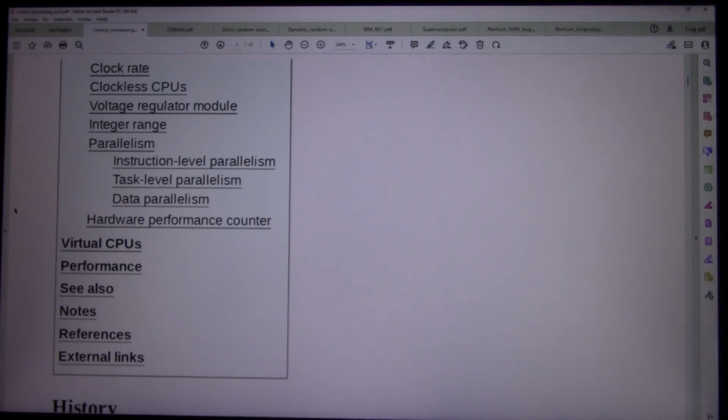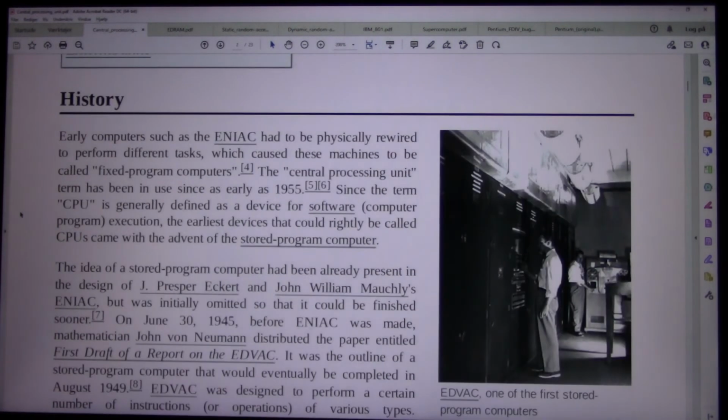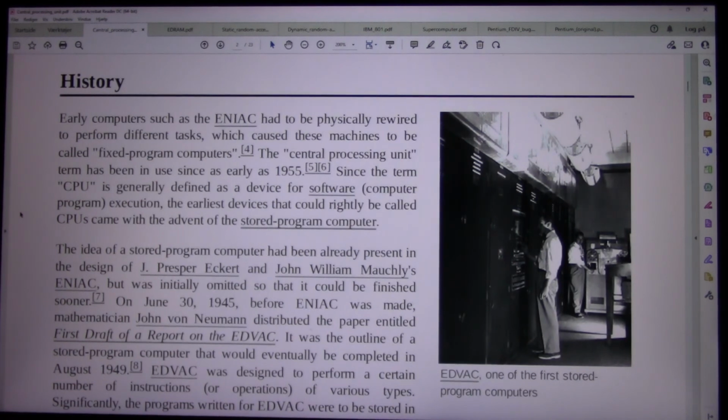External links. History. EDVAC, one of the first stored program computers. Early computers such as the ENIAC had to be physically rewired to perform different tasks, which caused these machines to be called fixed program computers. The Central Processing Unit term has been in use since as early as 1955. Since the term CPU is generally defined as a device for software, computer program, execution, the earliest devices that could rightly be called CPUs came with the advent of the stored program computer.